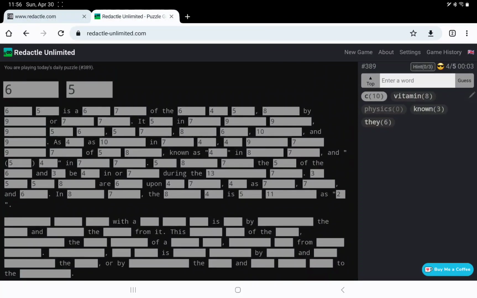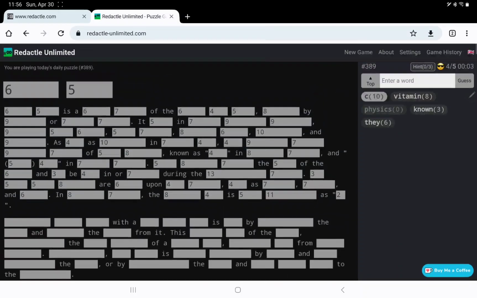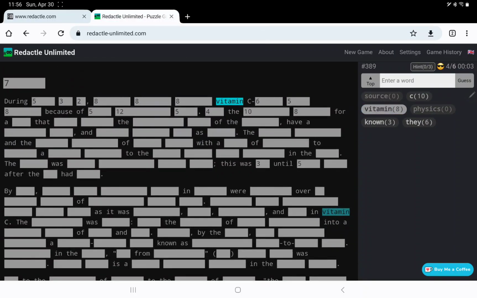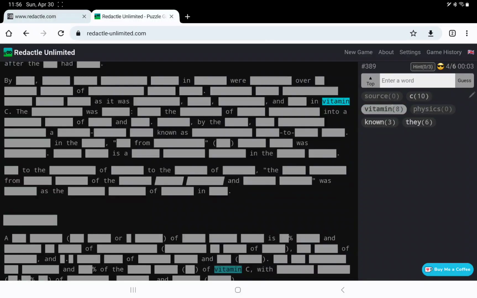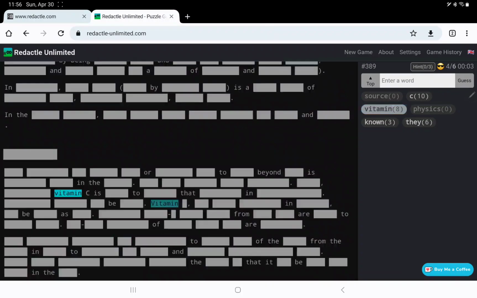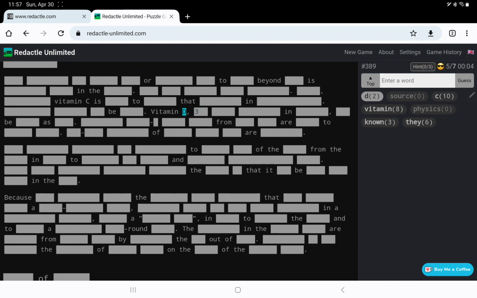It's not mentioned in the first paragraph, but somehow it comes in the third paragraph. Is it a source, maybe, of vitamin C? No. We have 8 mentions of vitamin, and they are all vitamin C, it looks like. Oh, except for this one. Let's try D going on in the alphabet, and sure enough, vitamin D.